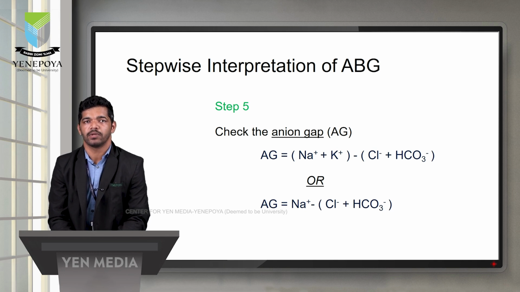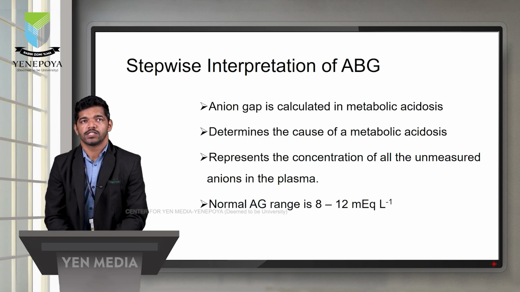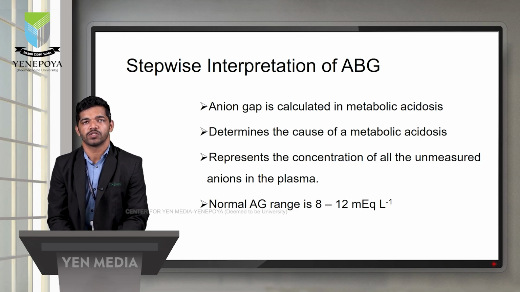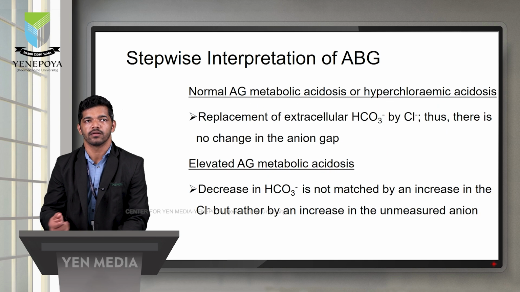So the anion gap can be calculated with the help of these two formulas, that is sodium plus potassium minus chloride plus bicarbonate, or sodium minus chloride plus bicarbonate. This anion gap is calculated mainly in metabolic acidosis to determine the cause of the metabolic acidosis. The anion gap represents the concentration of all the unmeasured anions in the plasma. The normal range of anion gap is 8 to 12 milliequivalents per liter.